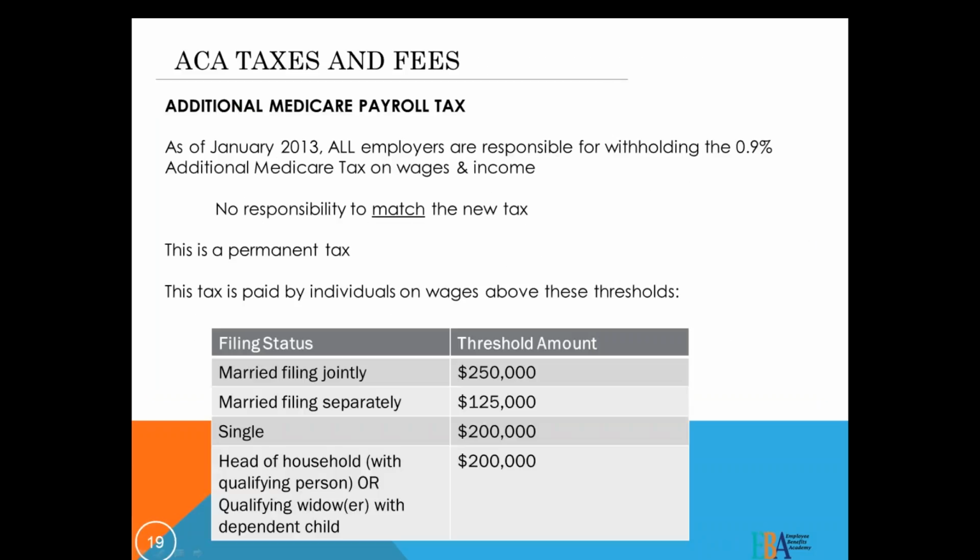So let's look at the additional Medicare payroll tax. This tax began in January of 2013, and it's a tax on high wage earners, which has a different definition depending on the individual's tax filing status. All employers, regardless of their size, are responsible for withholding this tax and submitting it to the government. The amount of the additional Medicare payroll tax is 0.9%, and it is withheld on all wages and income.